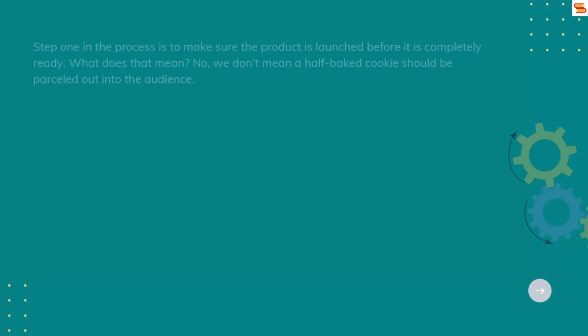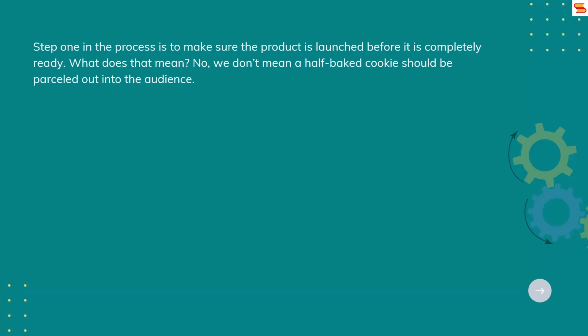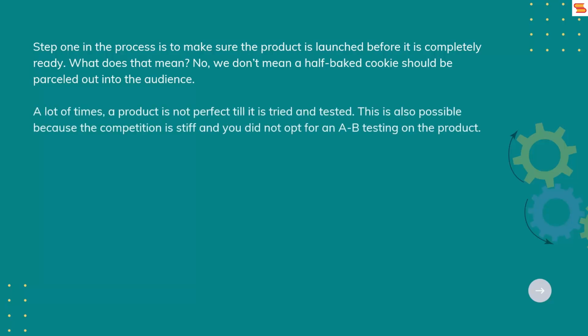Step 1 in the process is to make sure the product is launched before it's completely ready. What does that mean? No, we don't mean a half-baked cookie should be parceled out into the audience. A lot of times a product is not perfect till it is tried and tested.